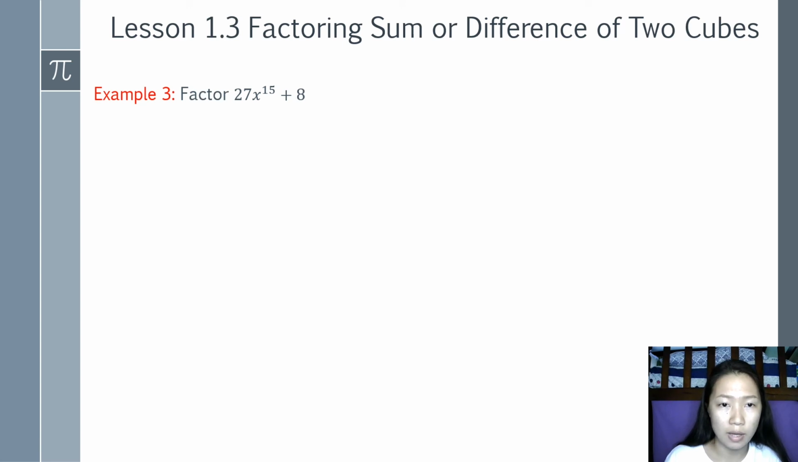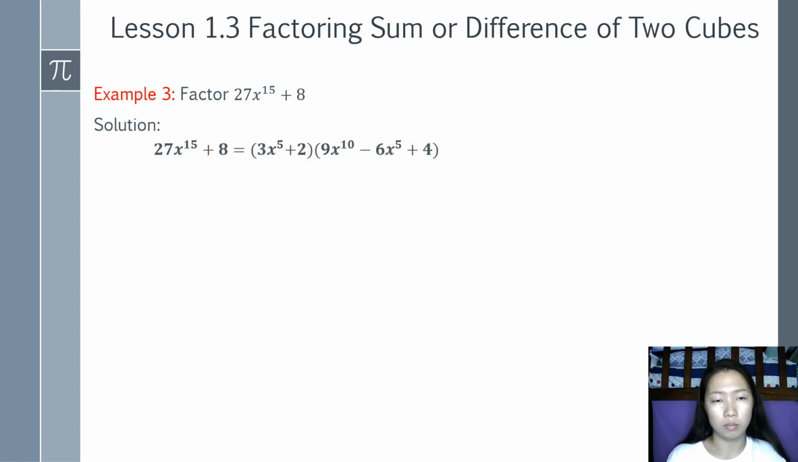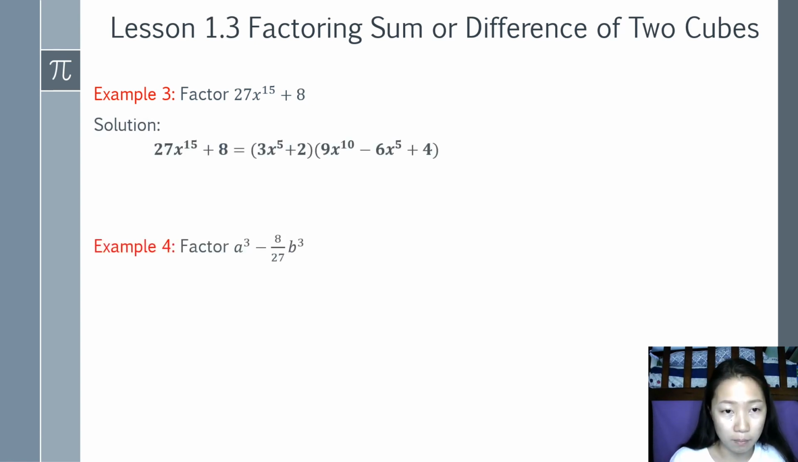Example number 3, factor 27x raised to 15 plus 8. This time, you're going to find the process. And you're going to answer with solution. Tapos, tignan mo kung tama yung sagot mo na ganito. Ganon din sa example 4. Factor a cubed minus 8 over 27b cubed. And this is the answer.